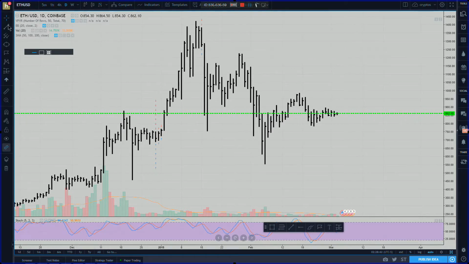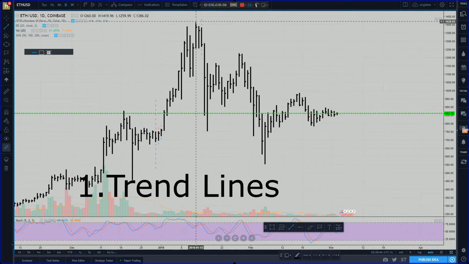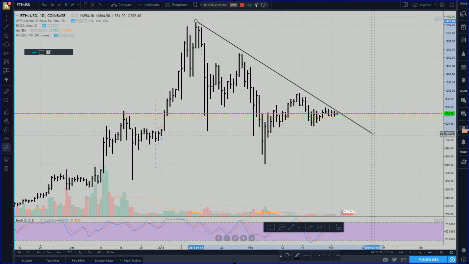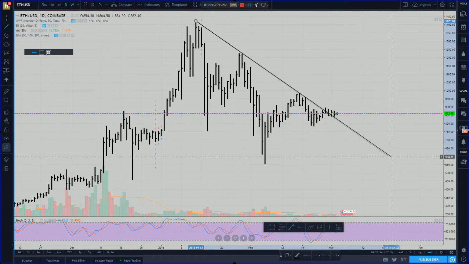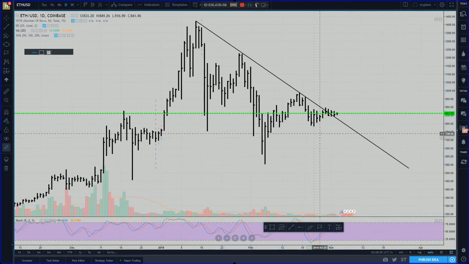First, I need to identify the main trend. We are working here on the daily chart. You can apply the same concept on lower time frames. First, I have to identify the main trends on the chart. So as you can see, I'll connect those tops. It will create a clean trend line here.